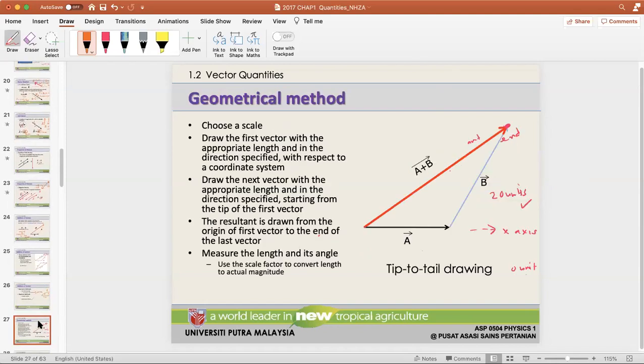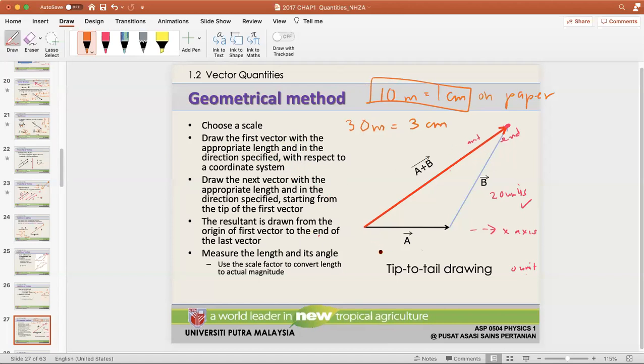So geometrical method, choose a scale. A scale means a ratio. Let's say for 10 centimeter, you want to draw 1 centimeter. So let's use meters. For 10 meter is 1 centimeter on paper. What you draw is the centimeter one. Let's say the length is 30 meter, so what you draw on paper is just 3 centimeter. Once you use a scale, you have to apply it for all vectors in the question. So we chose a scale, 10 meter equals 1 centimeter. Draw the first vector with the appropriate length and in the direction specified with respect to the coordinate system.